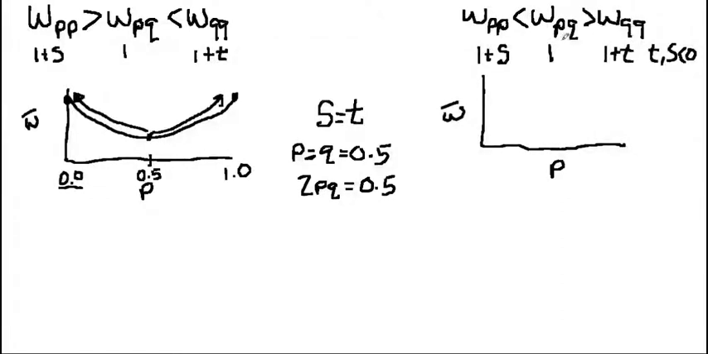The most fit individuals in the population are always heterozygotes, so how can we maximize our fitness? Well, we're going to assume again that S is equal to T, but remember, we're assuming that those are negative values, so that 1 plus S is actually less than 1, and 1 plus T is actually less than 1 as well. So we have the same thing. P can only be between 0 and 1. And where will our fitnesses be lowest?